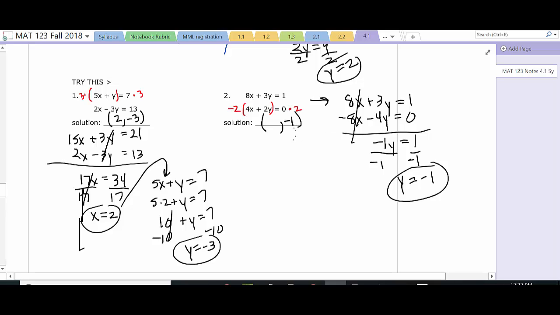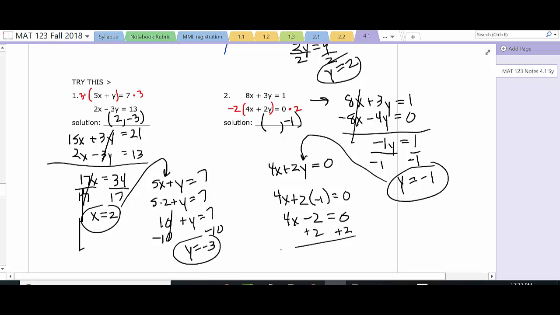Okay, all right. So now what I'm going to do is I'm going to take either equation. I'm going to take the second one. All that matters is you get the right answer. So either equation works. I'm going to plug in y. So I get 4x plus 2 times negative 1 equals 0. So that's 4x minus 2 equals 0. Then you can add 2 to both sides. You can do that in your head if you want to. So that's 4x equals 2. Divide by 4, and then reduce that fraction. So 2/4 becomes 1/2. So you end up getting x is equal to 1/2. So that would be your answer to your problem.